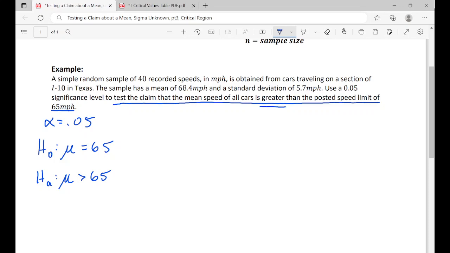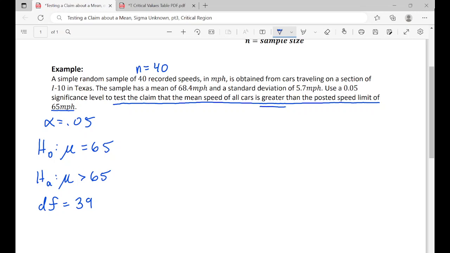Now we need to find our test statistic and our critical value. We can find the critical value from our alpha value, 0.05, and our degrees of freedom, which comes from the fact that we have 40 recorded speeds. That's our n value, n equals 40. So our degrees of freedom is one less than that, so we're going to have 39. And this is also a one-tailed test because it is greater than, so it's a right-tailed test.